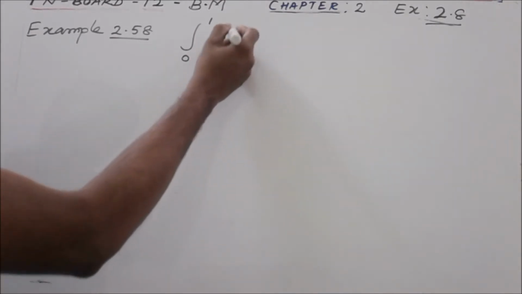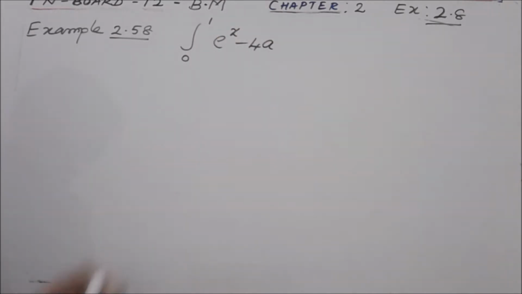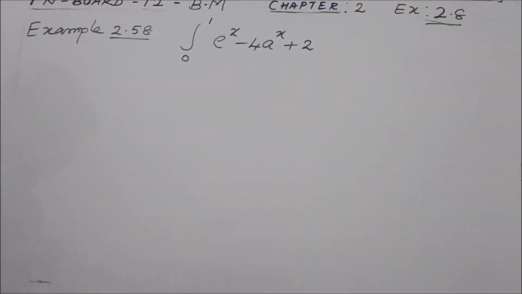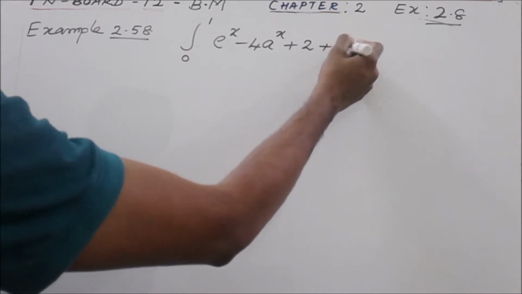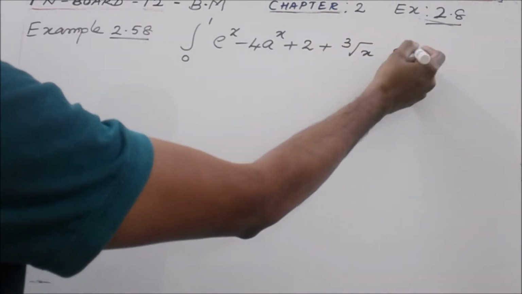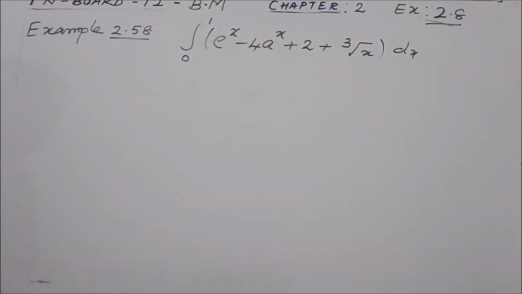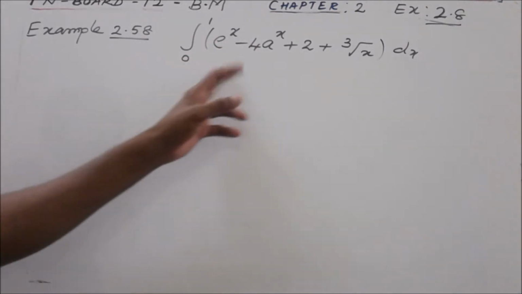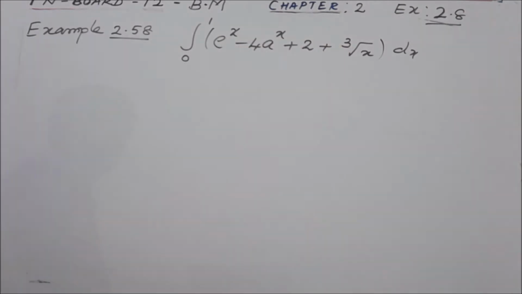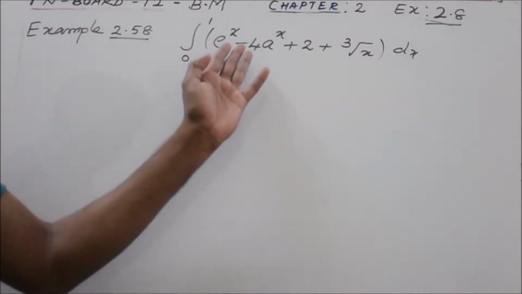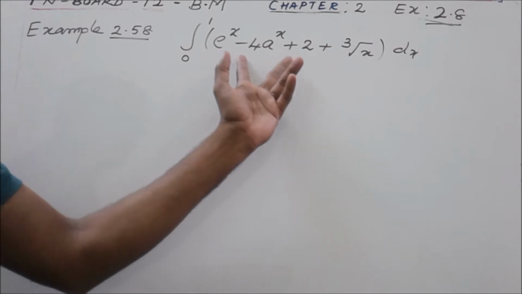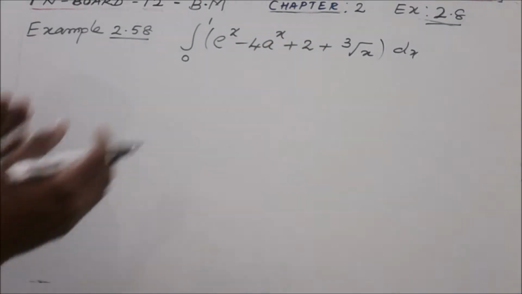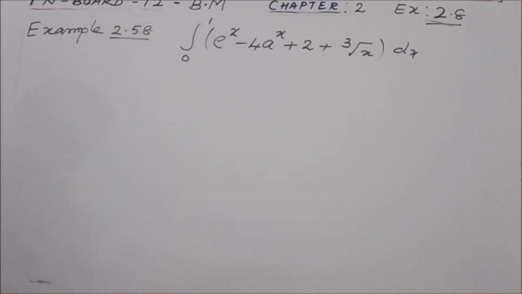of e power x minus 4 into a power x plus 2 plus cube root of x into dx. Here there are three functions and a constant value. The total function has different functions combined by addition and subtraction. So this is a combination of functions, so we can directly integrate.